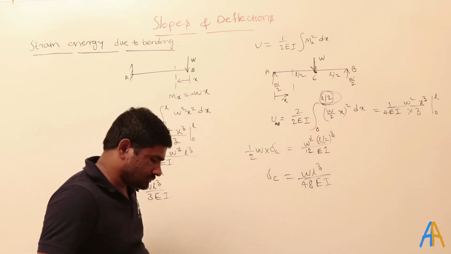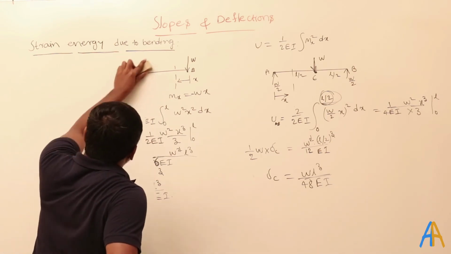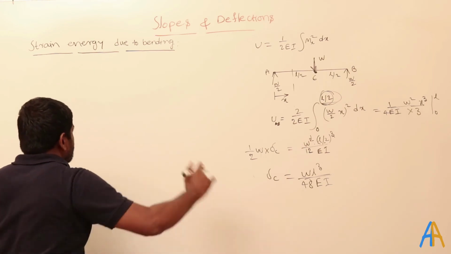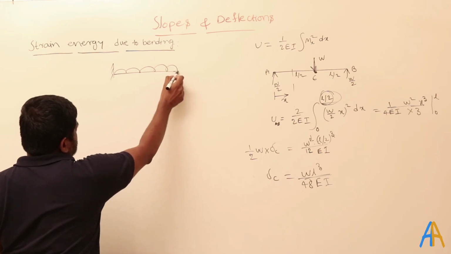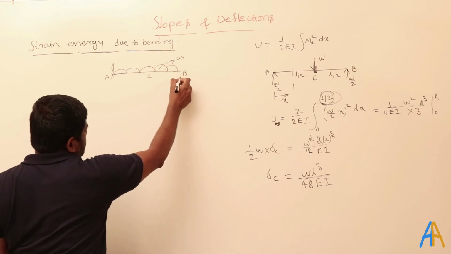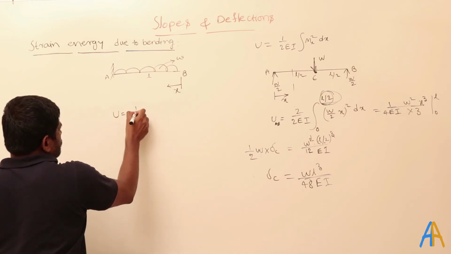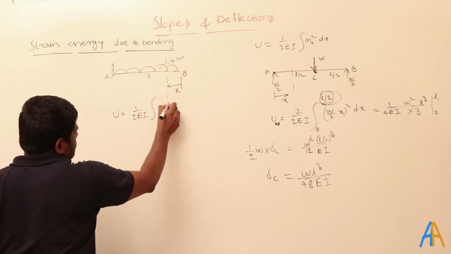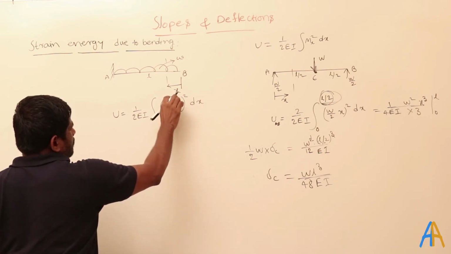But how to find the strain energy in case of a uniformly distributed load? For example, this is the uniformly distributed load like this. This is the W and the whole length is L. This is A and this is B. If I am going from this end, then what is the Mx? U equals 1 by 2EI integral Mx at any distance, which is W x square divided by 2, whole square, into dx. Okay, this is the value.